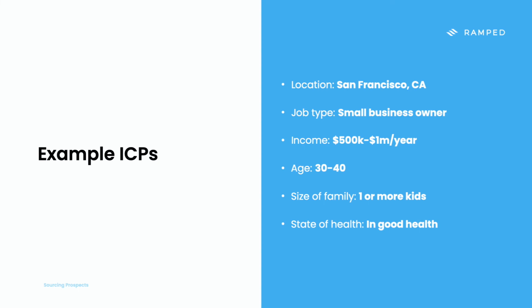An example ICP may look like targeting small business owners in or around the San Francisco area of California in their 30s or 40s with 1 or more child.